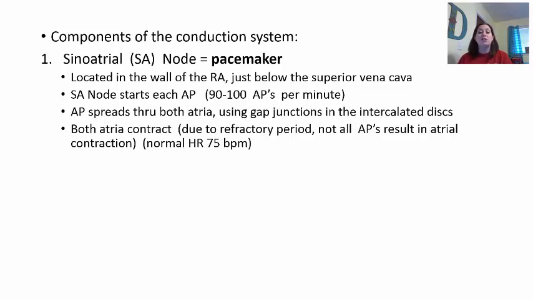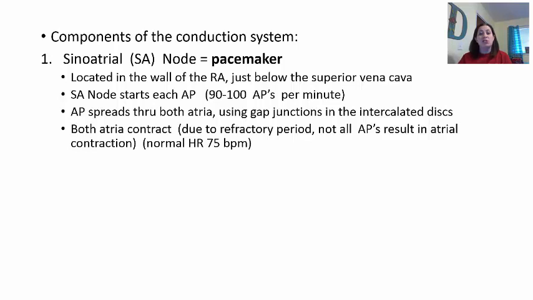The SA node is going to start each action potential. It's the one that's going to send the signal, and it's going to fire, and it's going to tell your heart that it's time to contract. And it's going to keep a rhythm or a pace. Okay, that's why it's called the pacemaker. Now, it actually sends a signal about 90 to 100 action potentials per minute.